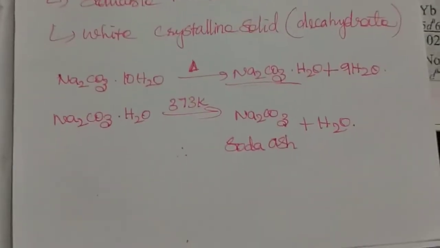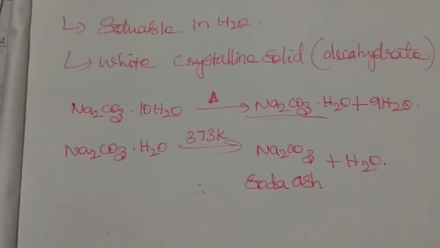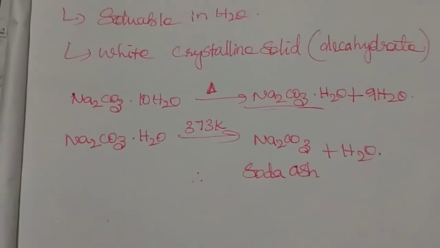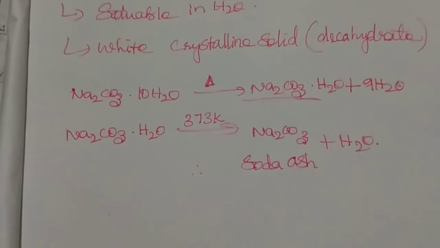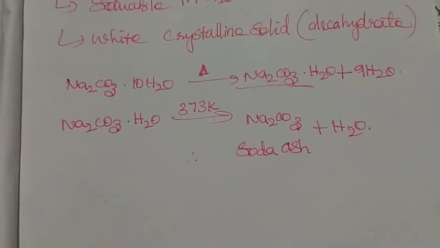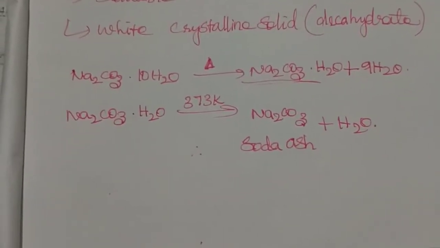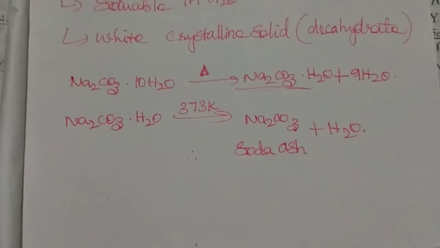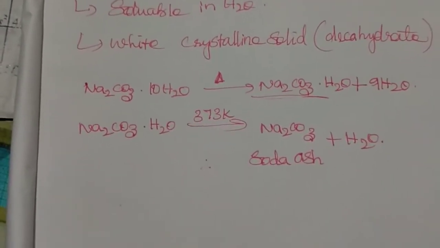We have some uses of this sodium carbonate. Sodium carbonate is known as washing soda, so we can use it for laundry purposes. The next use: it is an important laboratory reagent for qualitative analysis and for volumetric analysis. So for the analysis process, we use this as a reagent.